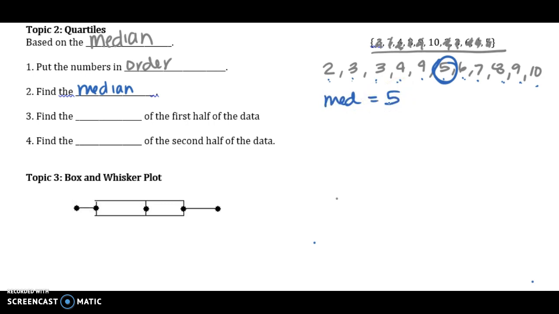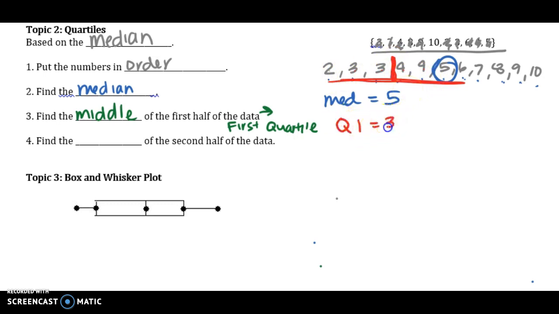Then we're going to find the middle of the first half of the data. So it's like we're finding another median. This we call the first quartile. Quartile, like quarter, you're dividing it into quarters. So just looking from 2 to 5, we want to find the middle here. So we have 1, 2, 3, 4, 5, 6 numbers. So the middle is going to be right here. 3 on one side, 3 on the other. So in this case, our first quartile, or our Q1, is going to be 3.5.